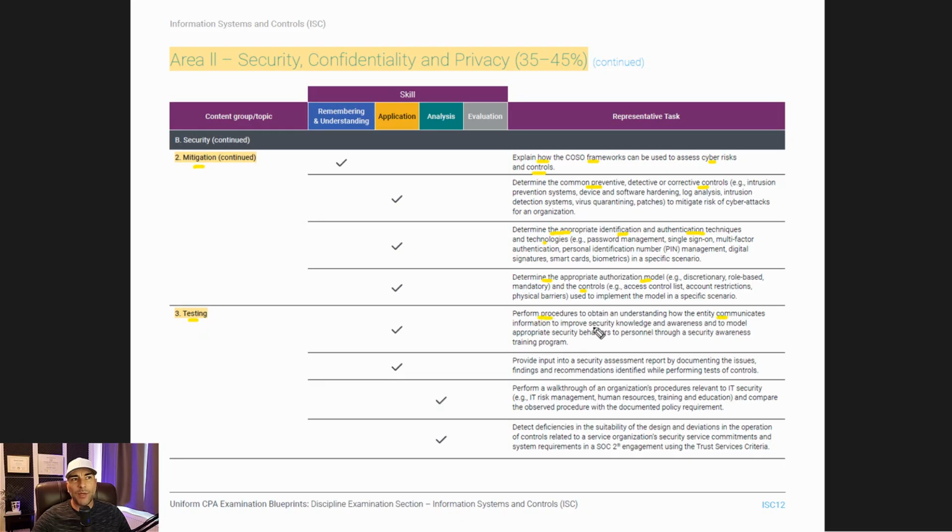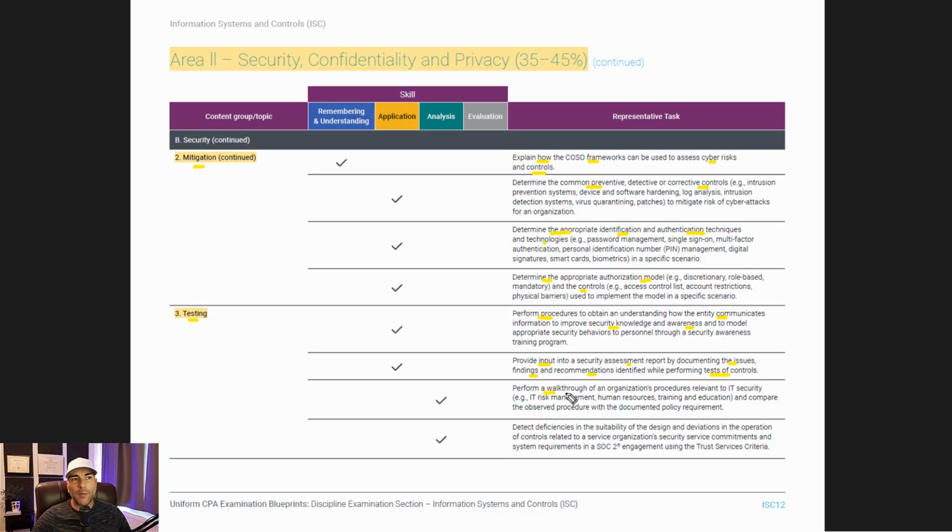And next we have testing, where you'll need to be able to perform procedures to obtain an understanding of how an entity communicates information to improve security knowledge and awareness. You'll need to be able to provide input into a security assessment report by documenting the issues, findings, and recommendations identified while performing tests of controls.